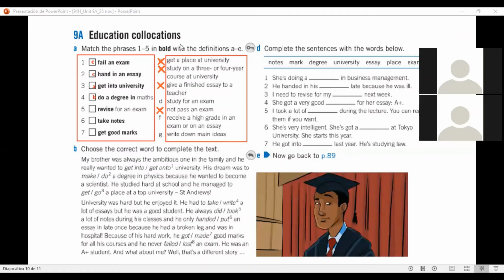What about revise for an exam? Study for an exam. Good. Ustedes cuando van a dar una prueba dicen voy a revisar, ¿no es cierto? I will revise for an exam. So I will study for the exam. Good. Take notes. Write down main ideas. Good. Write down main ideas. Estamos hablando de escribir las ideas principales, ¿no? Write down the main ideas. Good. And the last one we have.